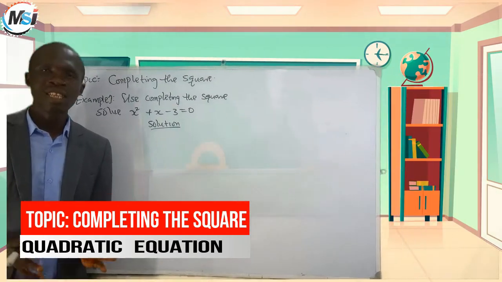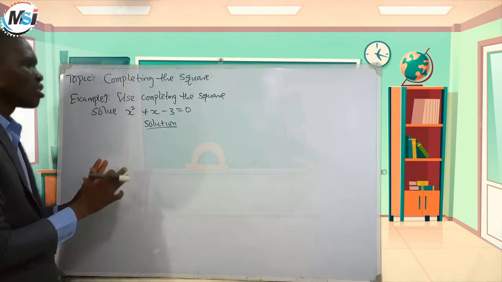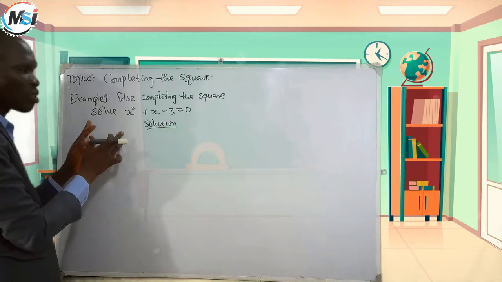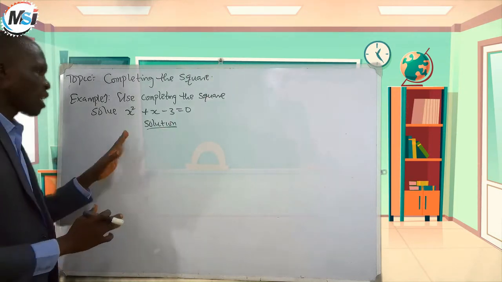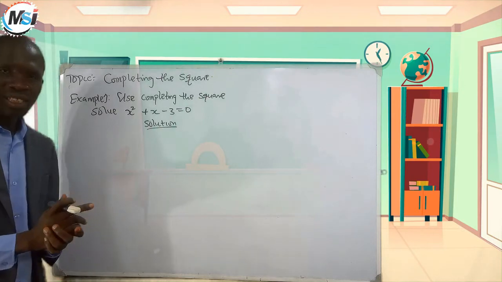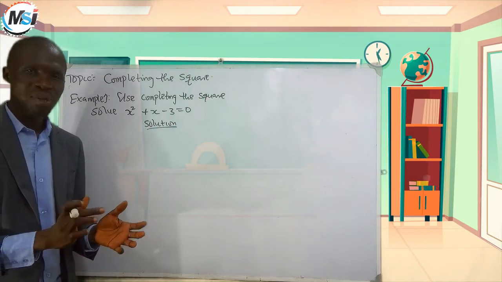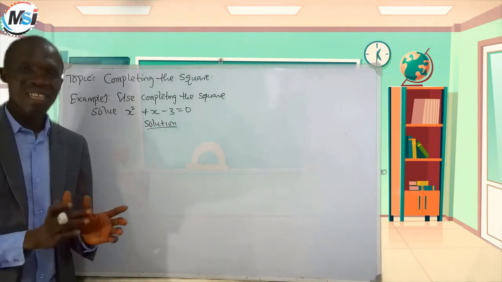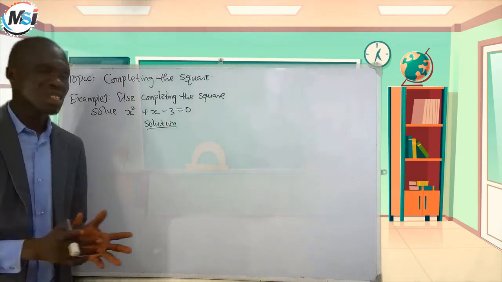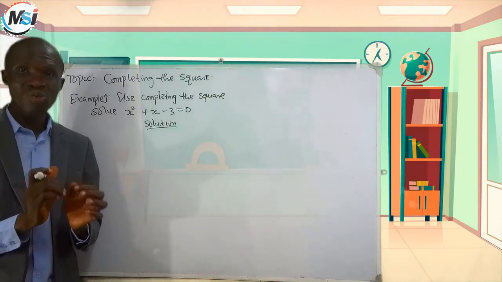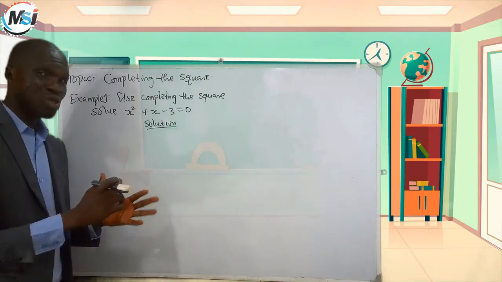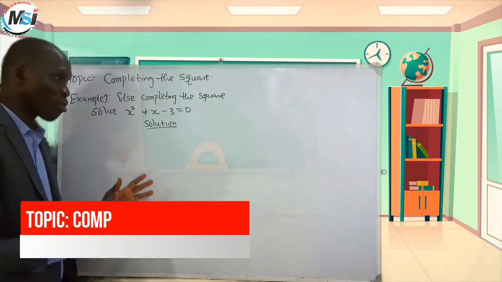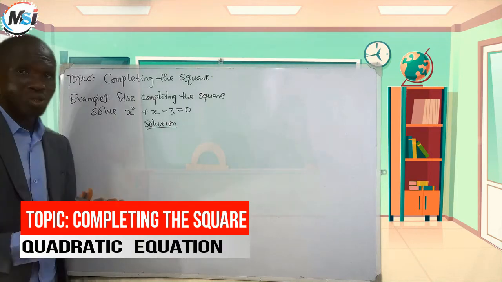Okay class, let's take a look at this question. Use completing the square to solve this question: x squared plus x minus 3 equals 0. Now you need to pay attention, because we are going to do some things that look somewhat strange when it comes to mathematics, but it's not strange if you really understand, but it will be strange to you if you don't pay attention. So I want you to pay attention as we solve this question together.